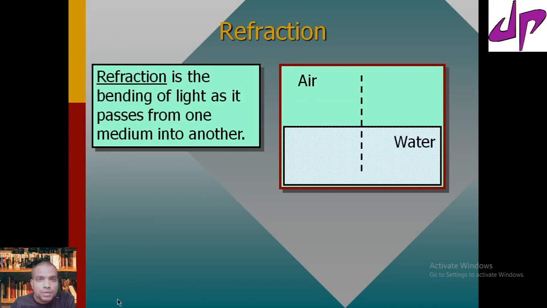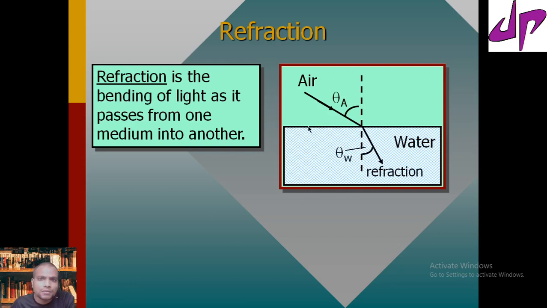So in the last class we learned about refraction. Just recall what refraction is. Refraction is a phenomenon or property of light, which is the bending of light when it passes from one medium to another medium.